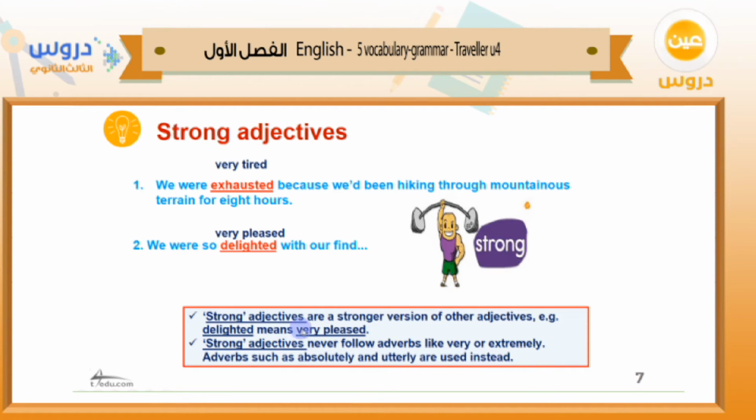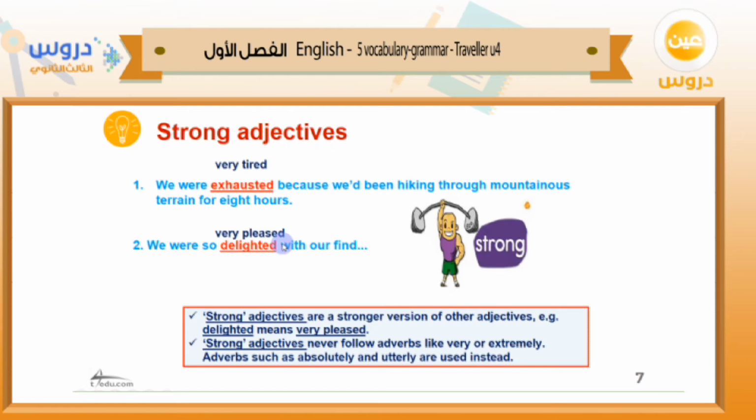Strong adjectives are stronger versions of other adjectives. For example, delighted means very pleased, as you can see here. And strong adjectives never follow adverbs like very or extremely. Adverbs such as absolutely and utterly are used instead. This is the difference between an adjective and a strong adjective.